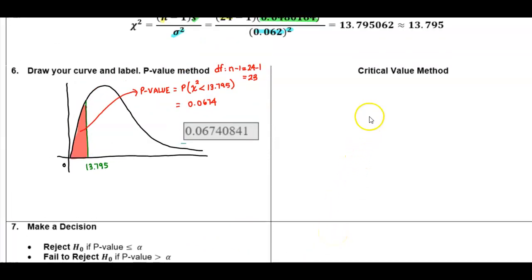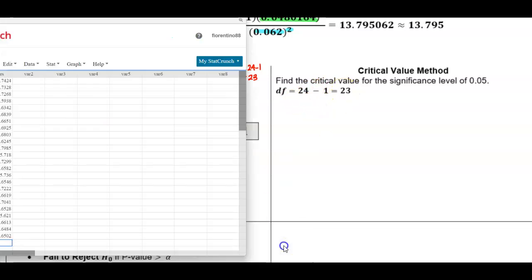Okay, so how would we then use the critical value method? Well, first we want to find the critical value for the significance level of 0.05. So we want to find the degrees of freedom, which is 24 minus 1, equal to 23. Now we know it's left-tailed, and we have our significance level of 0.05, which means that's the area in the left tail, and we're going to use the degrees of freedom of 23.